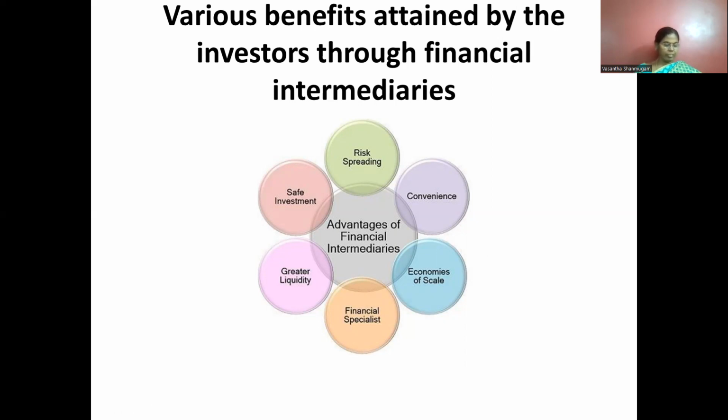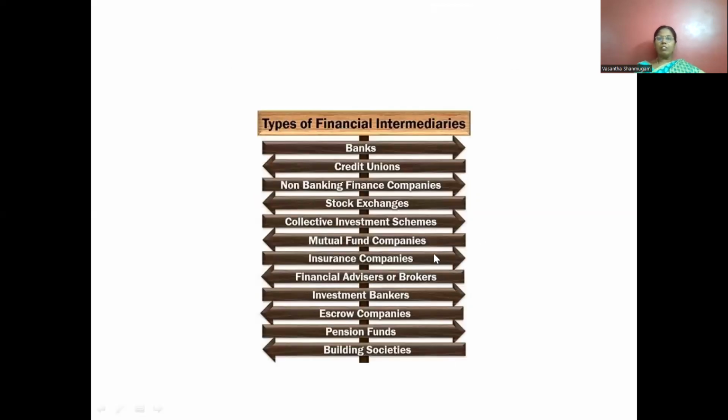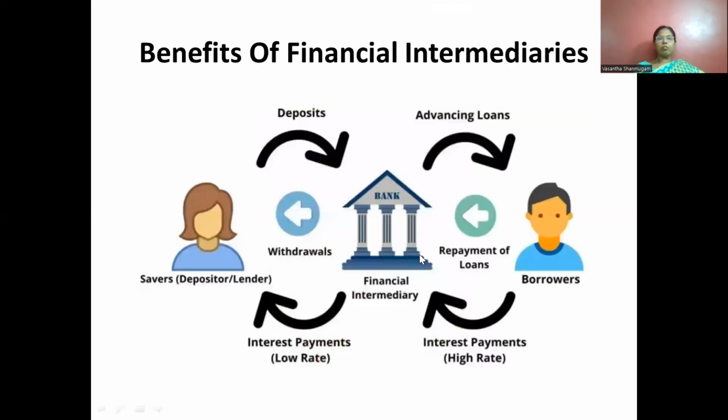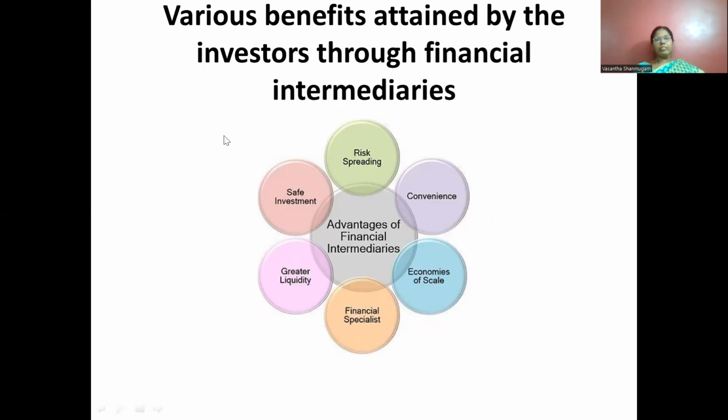Next, greater liquidity. Financial intermediaries have the assets in place to allow for greater asset liquidity. Borrowers can withdraw funds as and when they need. So these are some of the important advantages of financial intermediaries. Now you have seen who the financial intermediaries are: repayment of loans, interest payment, low rates. So everything is happening here, and we have discussed the various benefits.